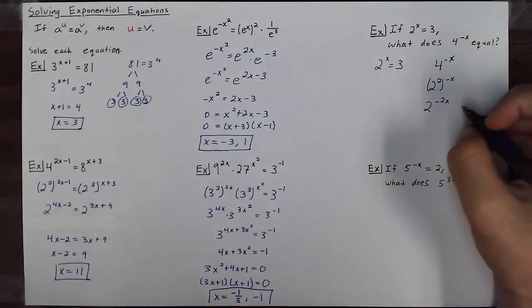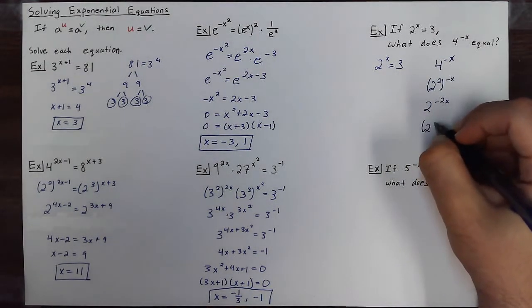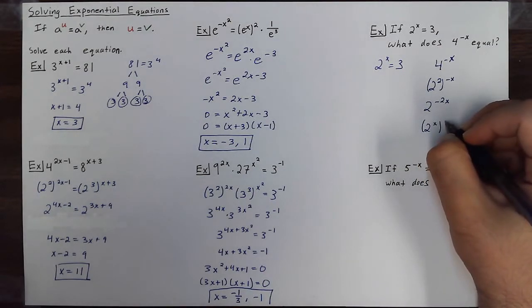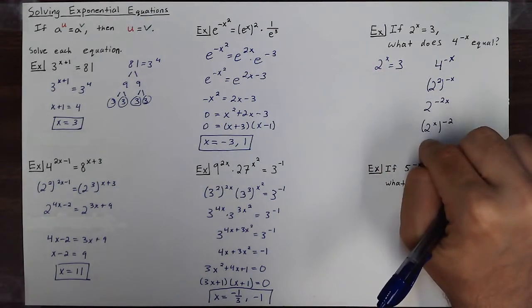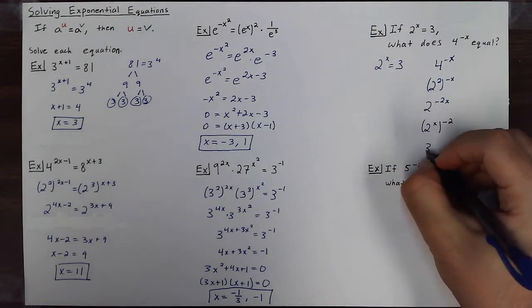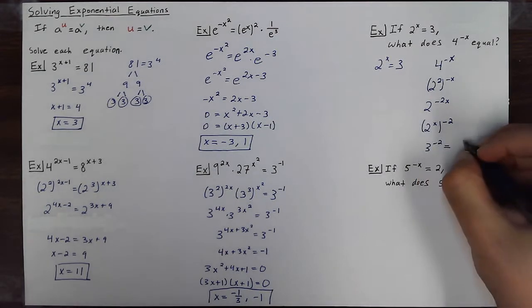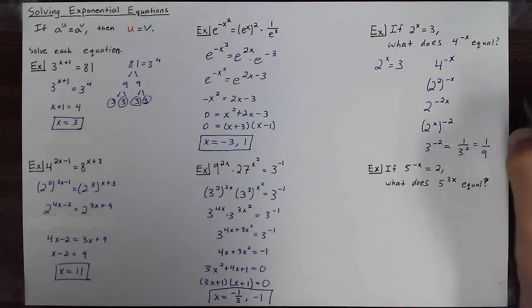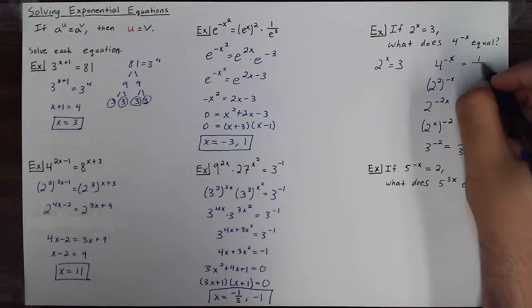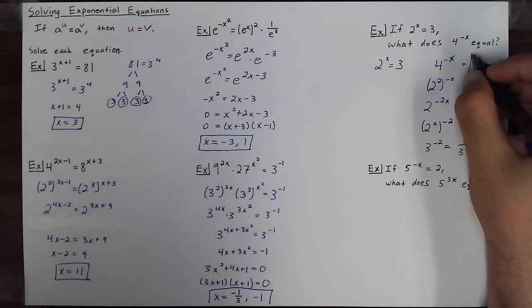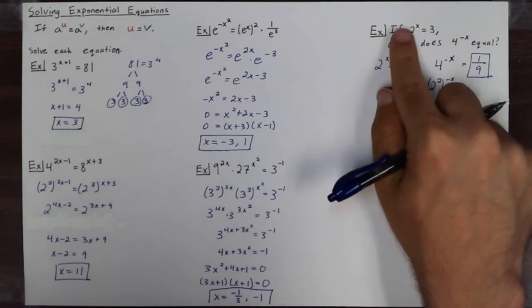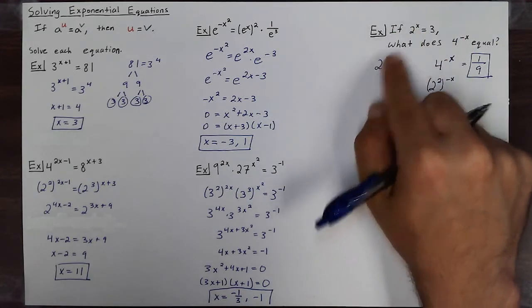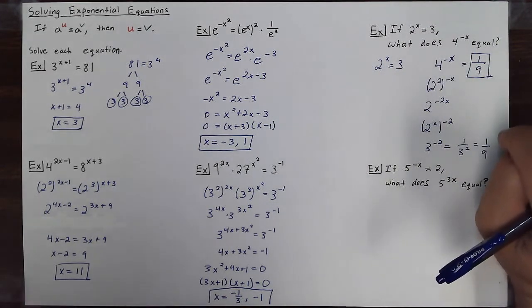And very creatively, I can rewrite that as 2 to the x to the negative 2. Now that I see this, I can replace 2 to the x with 3. So I have 3 to the negative 2, which is the same as 1 over 3 squared, which is 1/9. So 4 to the negative x should equal 1/9. So you're looking for a pattern to connect those two variable expressions so that you can just replace 2 to the x with 3, and that'll give you the value of 4 to the negative x.